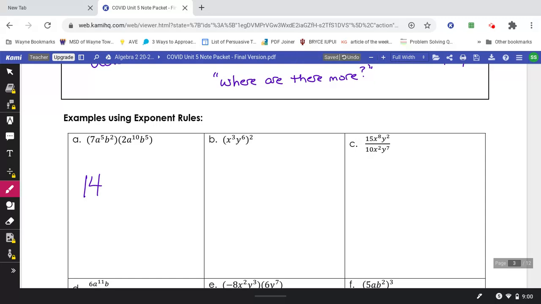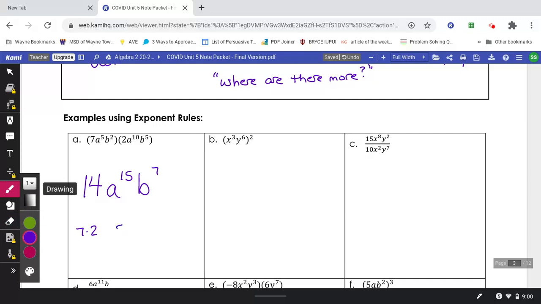Then you're going to add 5 plus 10 to make 15. And add 2 plus 5 on the b's to make 7. So again, that was 7 times 2, but then 5 plus 10. And 2 plus 5. Okay? So notice the difference there. I didn't add those numbers, I multiplied them.